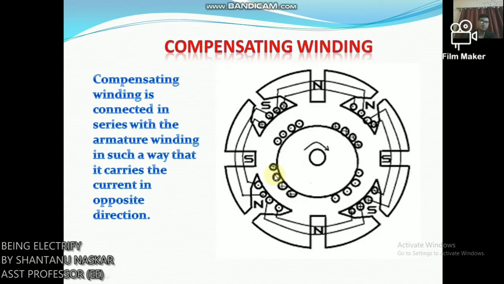So at first, compensating winding. Okay, so these are the compensating winding. Compensating winding is connected in series with the armature winding in such a way that it carries the current in opposite direction. Okay, so by compensating winding we can reduce the armature reaction.